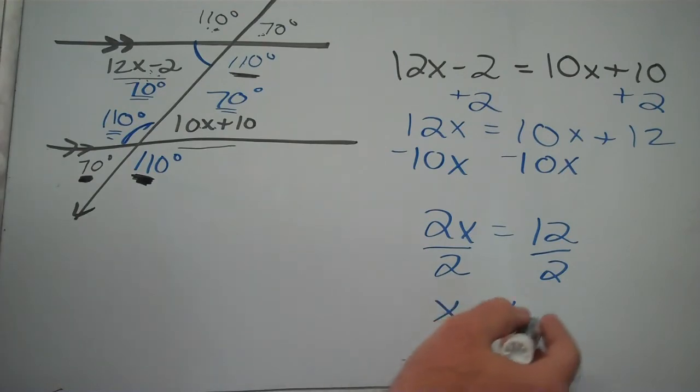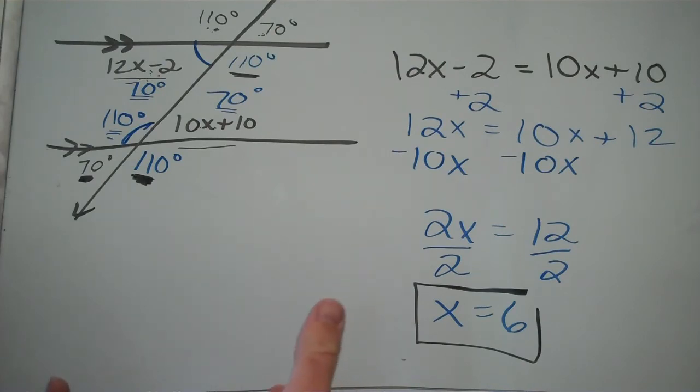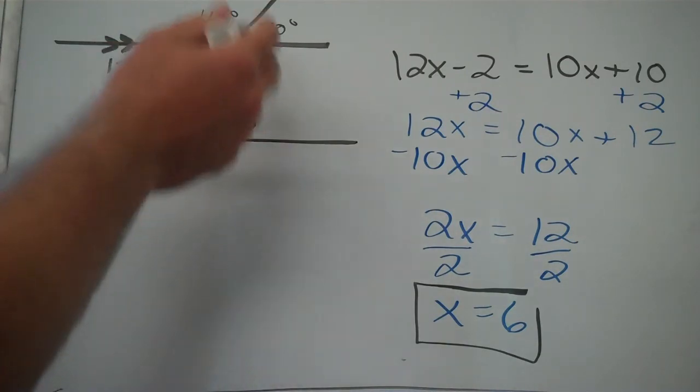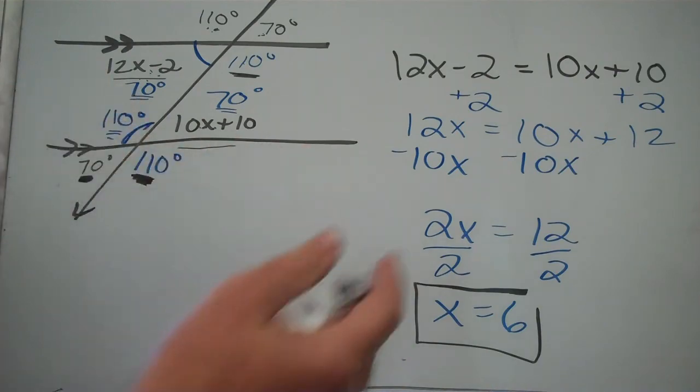So make sure that once you find x, you go back into the question and make sure that you answer the questions being asked. Did they just want x, or do they want angle measurements? In this case, we went ahead and we found all 8 angle measurements. Once you know one of them, you know all 8 of them.